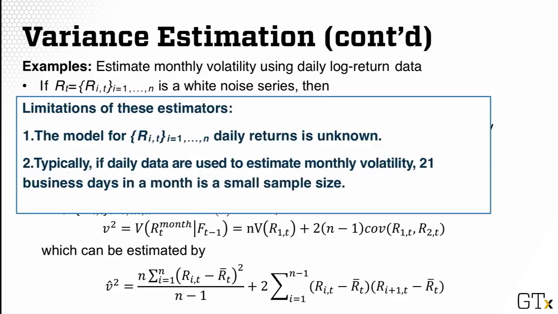Thus, an important limitation of the variance estimator is that it depends on the model of the daily log returns, which usually is unknown. Second, we do not have a large number of trading days within a month. Thus, we have a small sample size, which can impact the accuracy of the estimator.